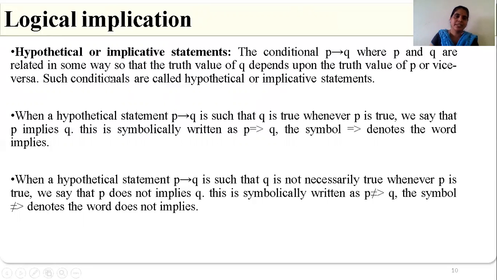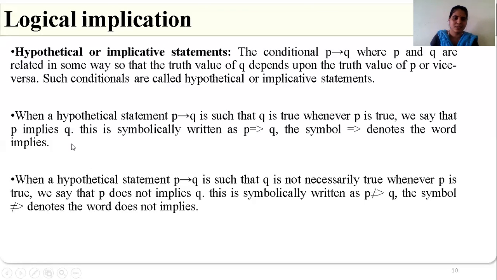In how they are related, the truth value of Q depends upon the truth value of P, or the truth value of P depends on the truth value of Q. Such conditionals are called hypothetical or implicative statements. If we have a hypothetical statement, that means dependent statements like P implies Q, such that Q is true whenever P is true, because the truth value of Q depends on the truth value of P. We say that P implies Q, and we can write it symbolically as P ⇒ Q.